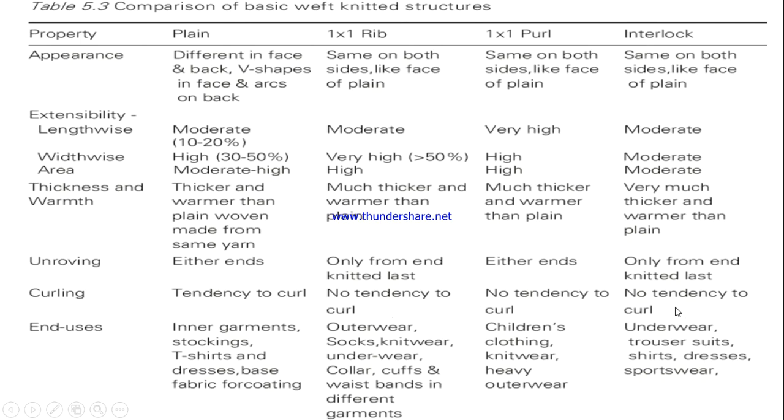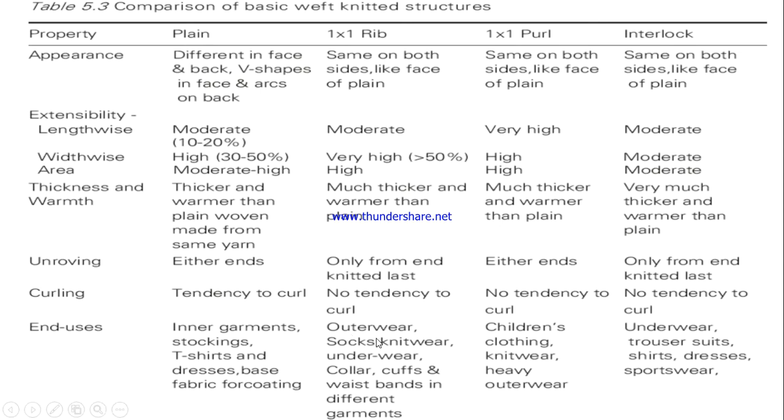Because the double jersey fabrics are dimensionally stable. That's why there is no tendency to curl, because the force balance has been maintained in case of double jersey fabric. End users: plain knitted fabrics are used in inner garments, stockings, t-shirts, and dresses, and as base fabric for coating. These are the applications of the plain or single jersey fabric.